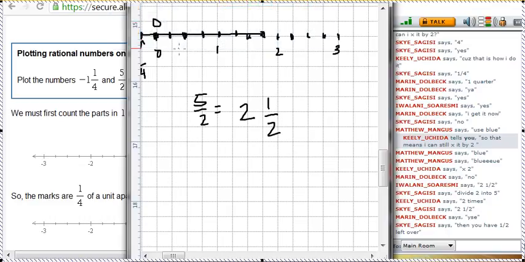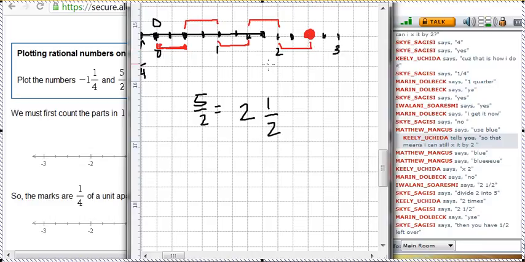So what I want is 5/2. And how long is a half? Well, it goes from here to here. So I want 5 of those. So there's 1, 2, 3, 4, 5. This is where I'm going to put my dot. Does that make sense to you?